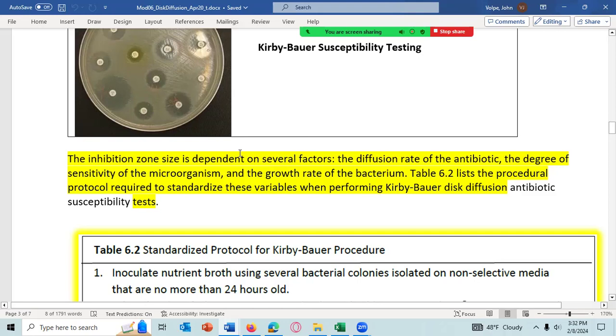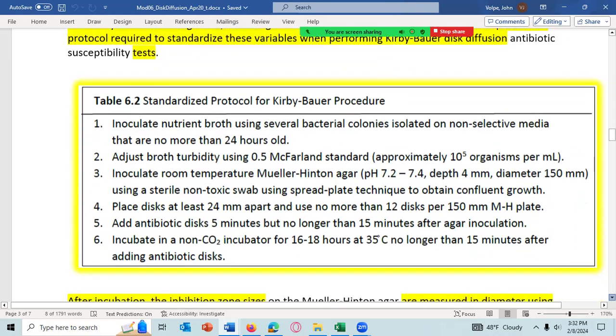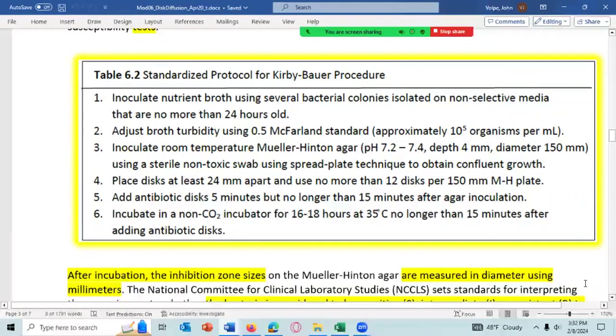And so when we do the Kirby-Bauer test, we have to standardize the variables. And Table 6.2 lists the procedure protocol required to standardize the variables when performing the Kirby-Bauer diffusion test. In 6.2, you inoculate the nutrient broth using several bacteria colonies isolated on a non-selective media, meaning the plates must be non-selective. And the plates can be no longer than 24 hours old. We want freshly growing bacteria. So the bacteria are quickly growing.